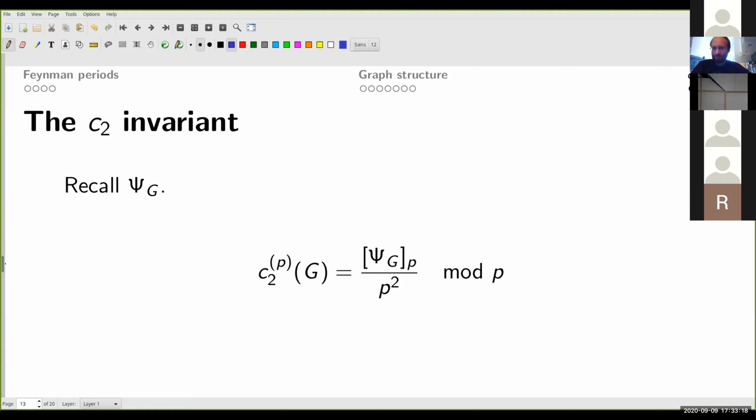Okay. So now I'm going to say something a little bit more specific that I think is very interesting. And it's something that you might have heard me or some other people like Francis Brown or Ulrich Schnetz talk about, which is called the C2 invariant. So you've got to remember your first Symanzik polynomial or Kirchhoff polynomial. And what do you want to do with it? Well, you have to remember one of the things you could do is put on your algebraic geometry hat.